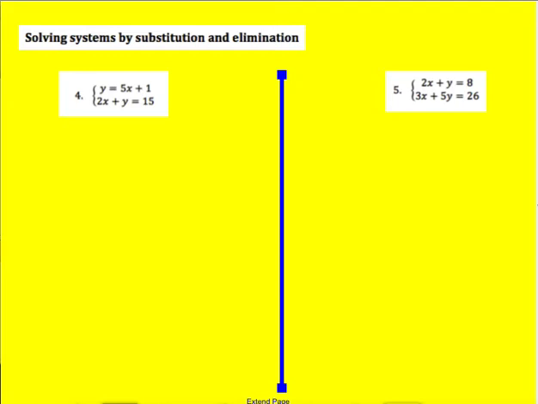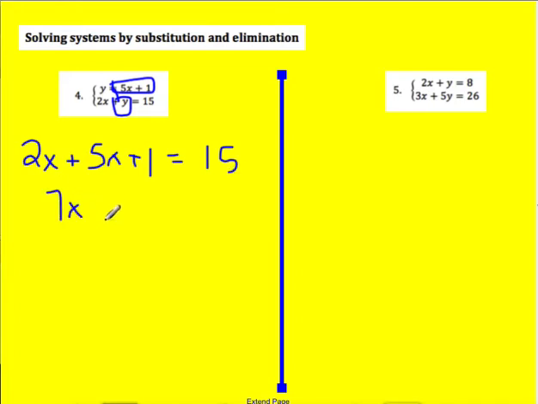The first method you learned was substitution. So you see how y is equal to this thing right here? That means that that can be substituted out for y. So where you see y down here, you can put 5x plus 1 in instead. So you get 2x, and then instead of writing y, I have 5x plus 1 is equal to 15. So now I need to write that out. 2x plus 5x is 7x plus 1 is equal to 15.